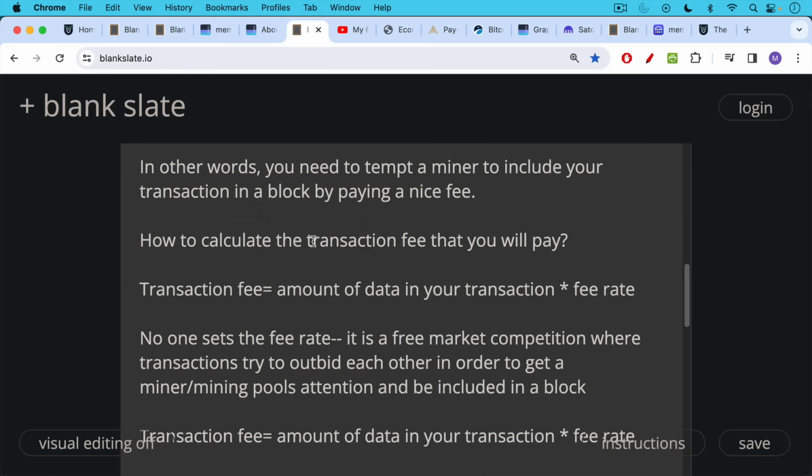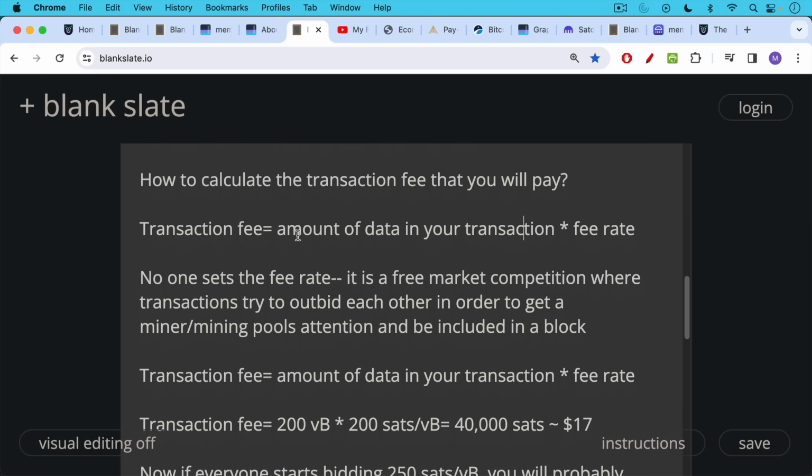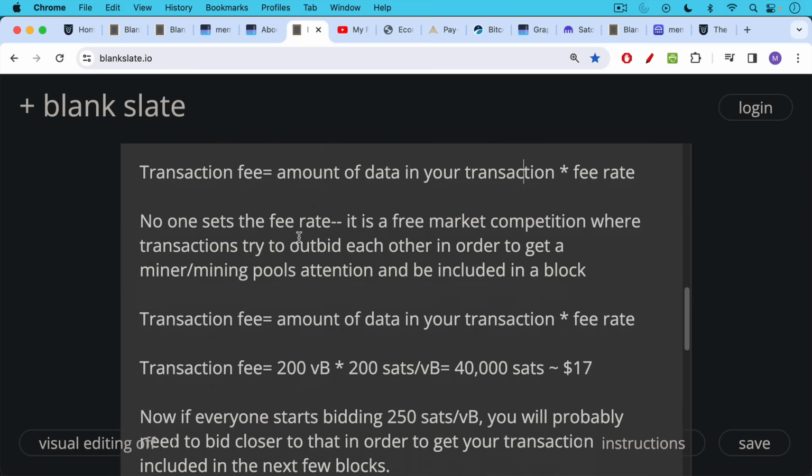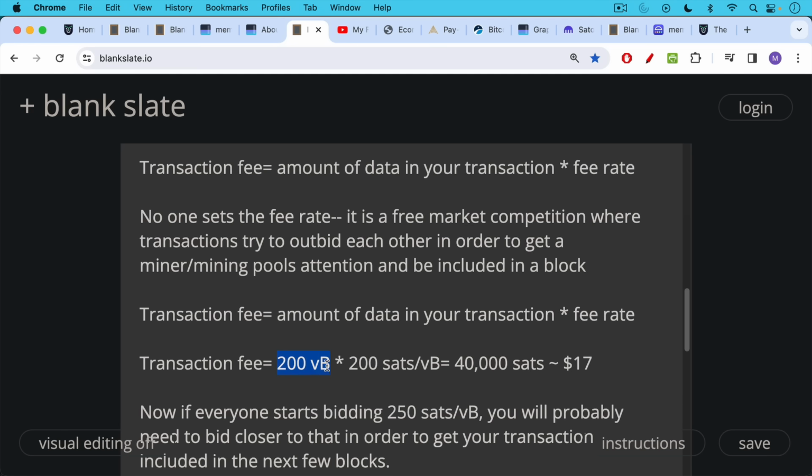So no one sets this fee rate. It's a free market competition. Transaction fee: amount of data in your transaction, as we said, times the fee rate. So for example, if your transaction takes up 200 virtual bytes, and the fee rate you're willing to pay is 200 sats per vbyte, which is a relatively high rate by historical standards, though fee rates have been even higher than that at points during the year.